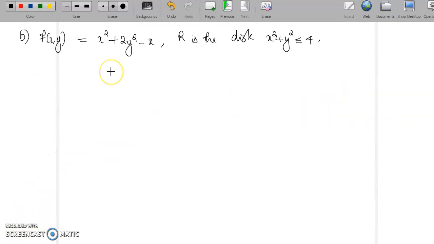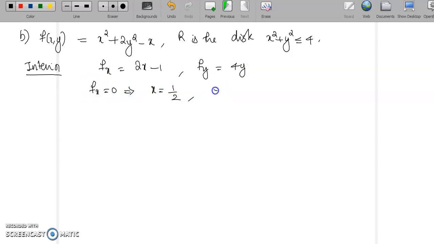Now next we have the function f of x, y equal to x square plus 2y square minus x, where R is a disk x square plus y square less than or equal to 4. So let us start with the interior. fx will be 2x minus 1 and fy is 4y. So fx equal to 0 gives x equal to 1 by 2 and fy equal to 0 gives y equal to 0. So 1 by 2, 0 is the critical point.